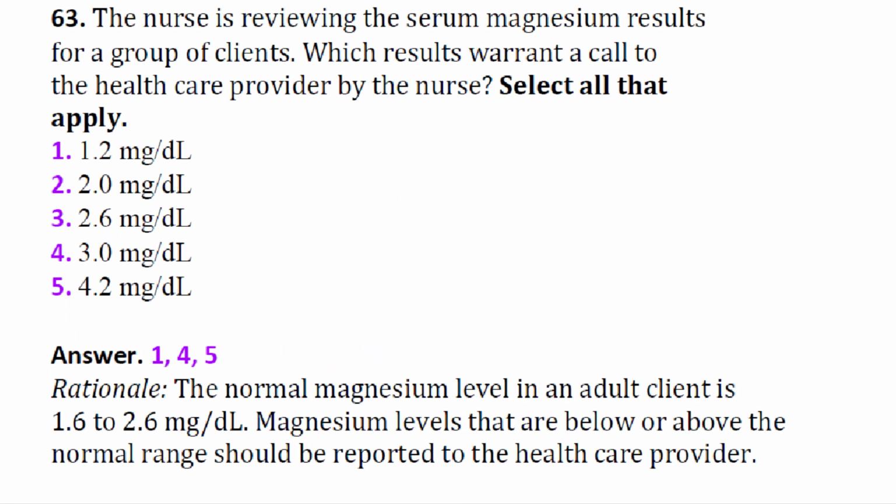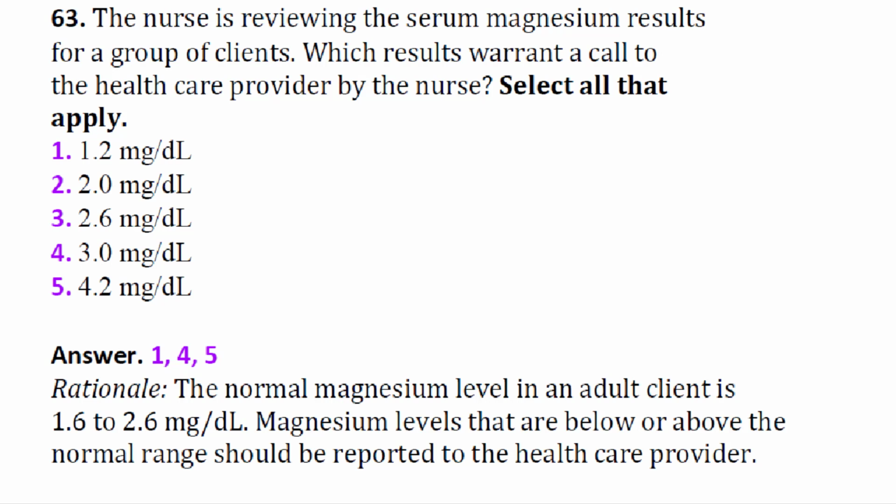63. The nurse is reviewing the serum magnesium results for a group of clients. Which results warrant a call to the healthcare provider by the nurse? Select all that apply. 1. 1.2 mg/dl. 2. 2.0 mg/dl. 3. 2.6 mg/dl. 4. 3.0 mg/dl. 5. 4.2 mg/dl. Answer. 1, 4, 5.